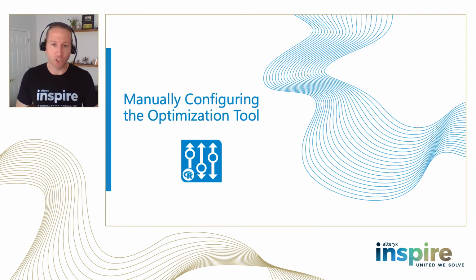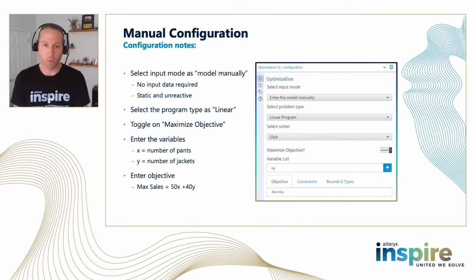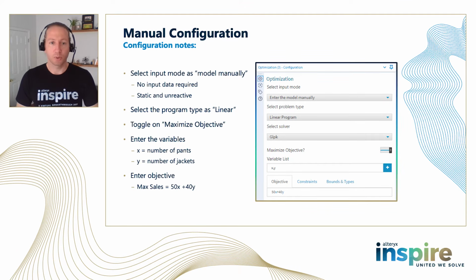Before we actually jump into the designer, let's talk about the configuration that we're going to see whenever we go over to the Alteryx Designer. So first of all, the first choice that we're going to make is to enter the model manually. So everything that we enter, we're physically going to put into the configuration. We're not going to reference any data that's fed into the optimization tool.